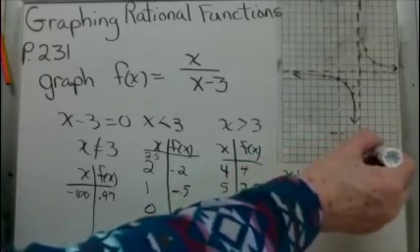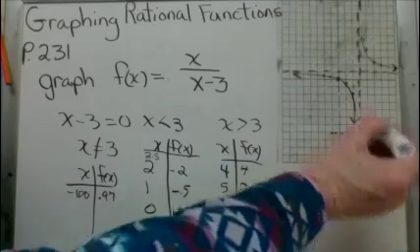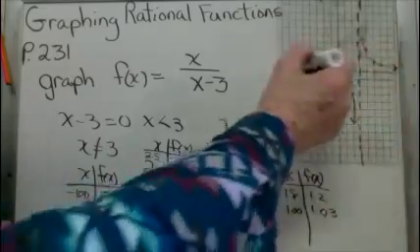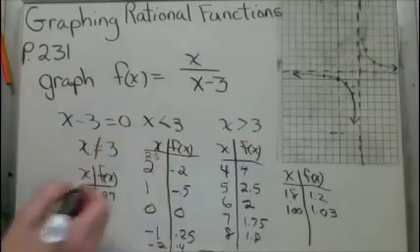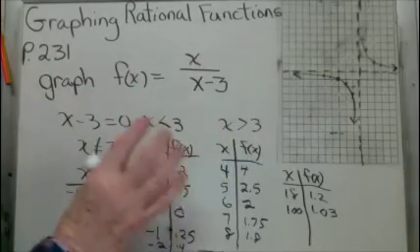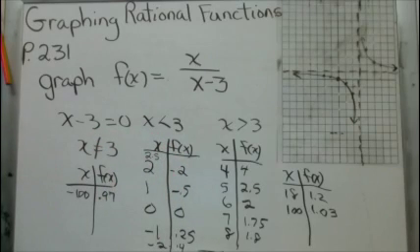It's approaching the asymptote, which said is x equals 3. And then it's also approaching this asymptote here, which is y equals 1. So this graph has two asymptotes. And again, use your graphing calculator and try and figure out what's going on.